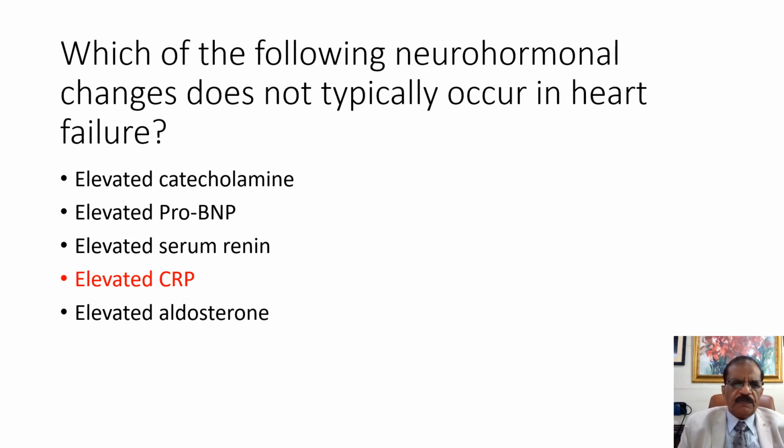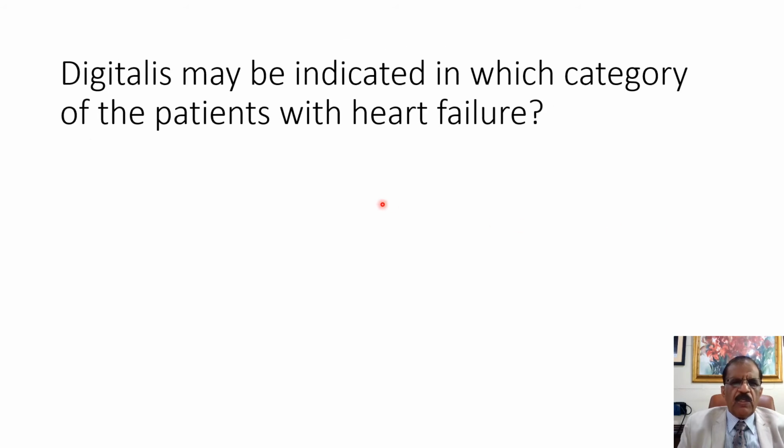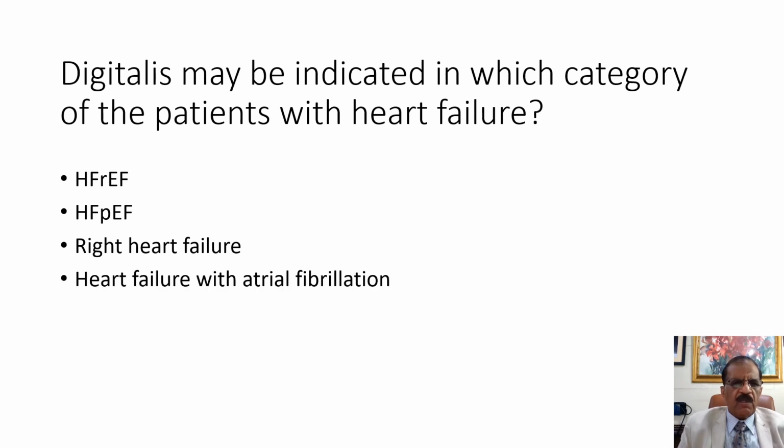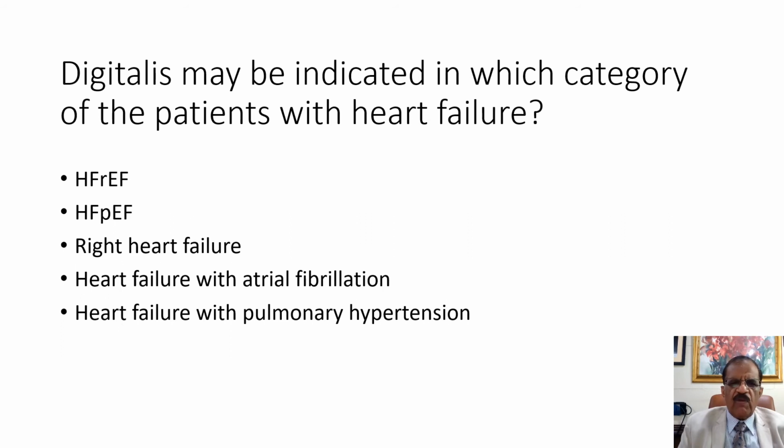Next now. Digitalis may be indicated in which category of patient with heart failure? Heart failure with reduced ejection fraction, heart failure with preserved ejection fraction, right heart failure, heart failure with atrial fibrillation, or heart failure with pulmonary hypertension. In which of these categories does Digitalis have some role to play?